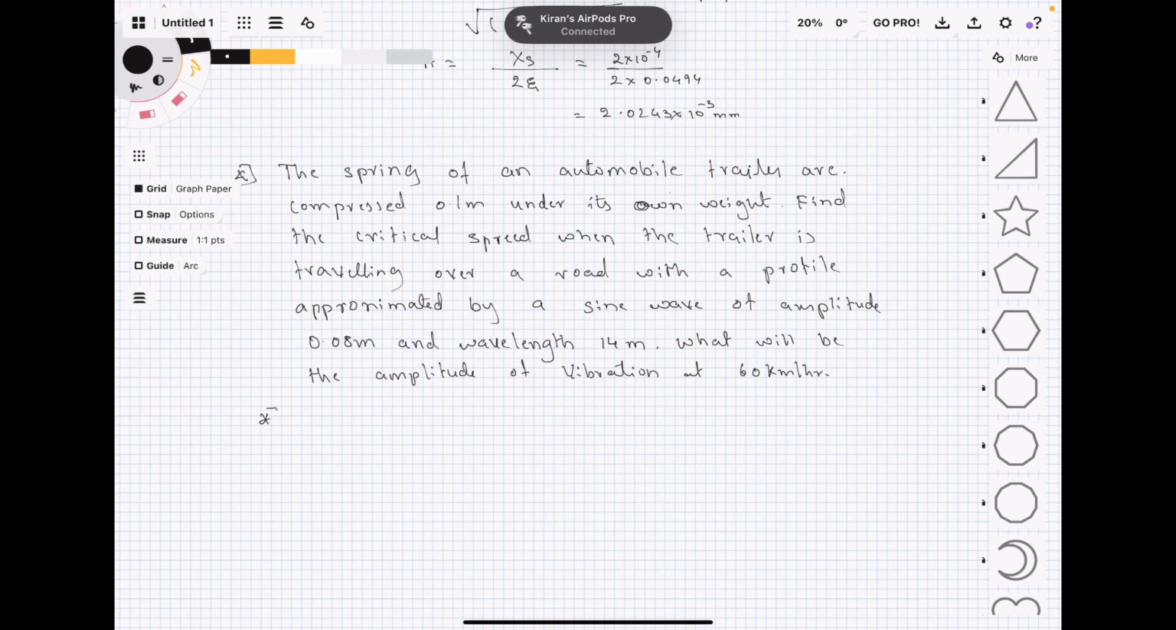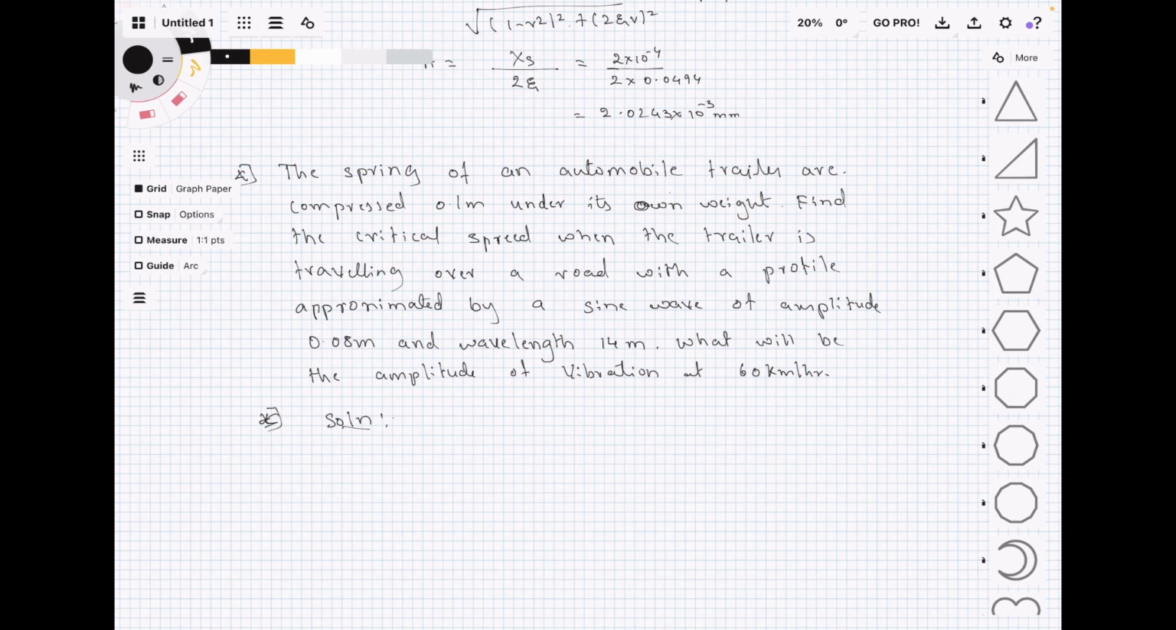Okay, we'll be solving this problem here. In this particular problem, the problem definition is: the spring of an automobile trailer is compressed to 0.1 meter under its own weight. Find the critical speed when the trailer is traveling over a road with a profile approximated by a sine wave of amplitude 0.08 meter and wavelength 14 meter. What will be the amplitude of vibration at 60 km per hour?